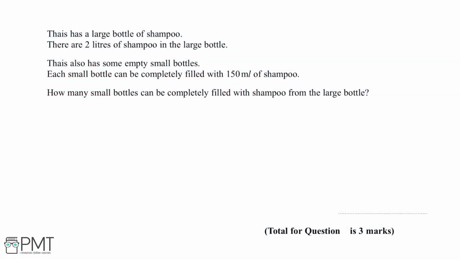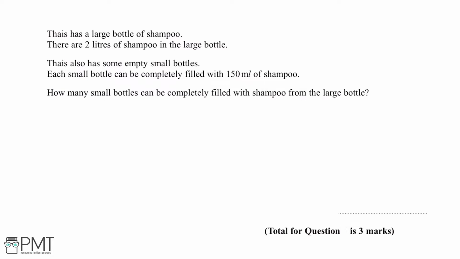Ty has a large bottle of shampoo. There are 2 litres of shampoo in the large bottle. Ty also has some empty small bottles. Each small bottle can be completely filled with 150 millilitres of shampoo. How many small bottles can be completely filled with the shampoo from the large bottle?